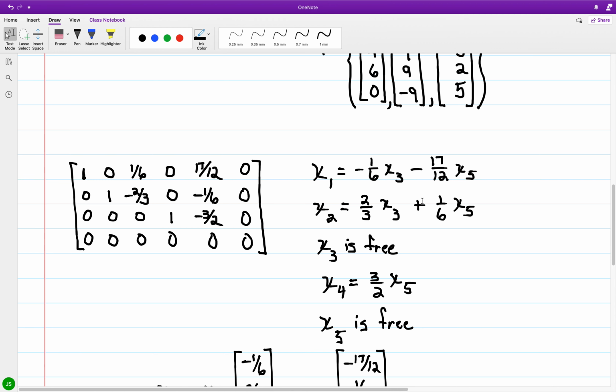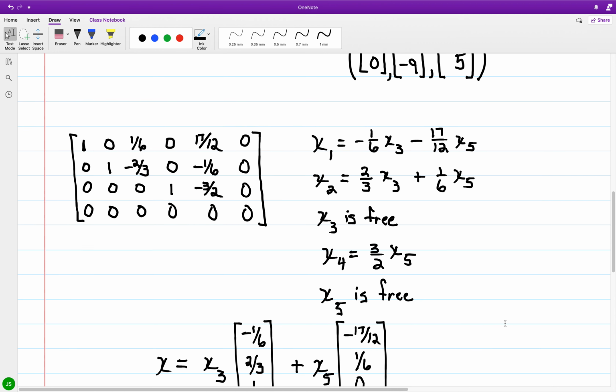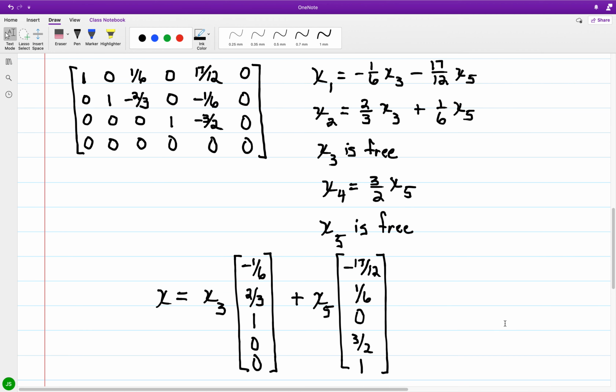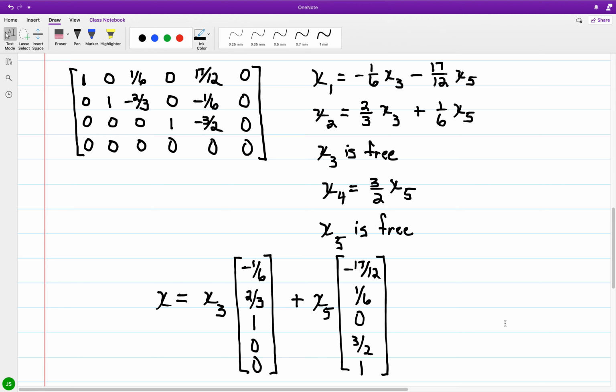On the basis of the variable solutions, it turns out that we have x in terms of x of 3 and x of 5. So x is x of 1, x of 2, x of 3, x of 4, x of 5. In terms of x of 3, corresponding to x of 1, we have negative 1/6. For x of 2, we have 2/3 of x of 3. x of 3 is free, so we insert 1. And there is nothing concerning x of 3 in x of 4 or x of 5, so those are 0.